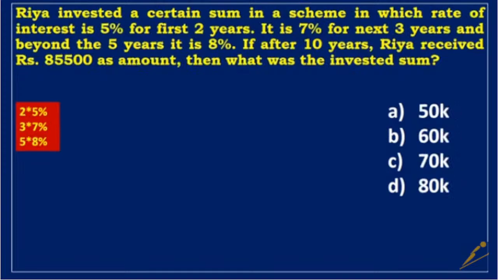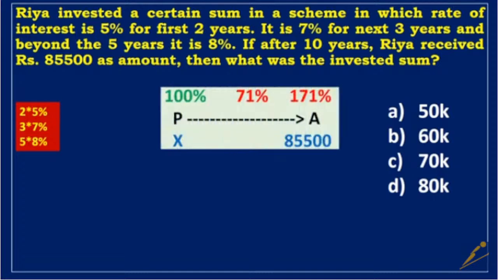Second example, Ria invested a certain sum in a scheme in which the rate of interest is 5% for the first 2 years, it is 7% for the next 3 years, and beyond the 5 years, it is 8%. If after 10 years, Ria received 85,500 rupees as an amount, then what was the invested sum? Assume the principal is 100%.